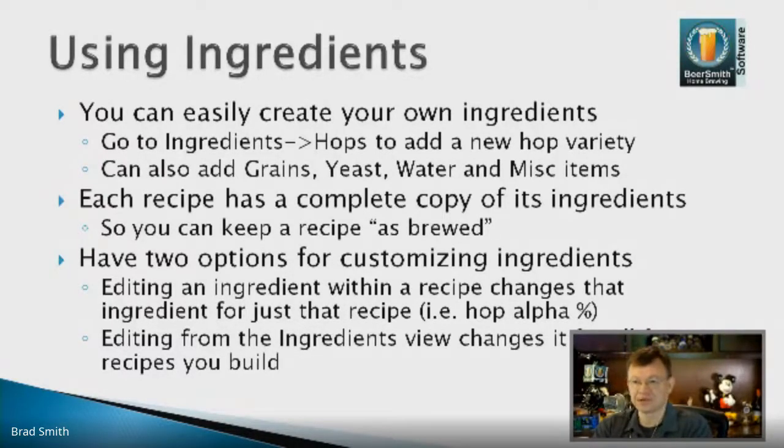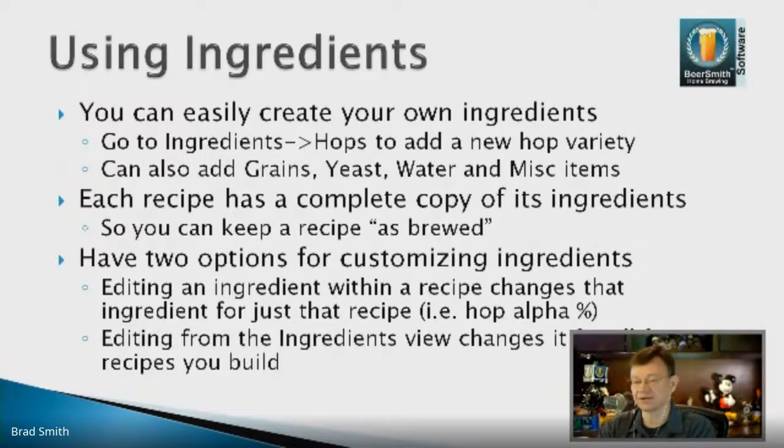And then you also have the option, because everything has a complete copy of its ingredients, you really have two options of customizing things. A good example is hops. When I buy a package of Fuggles today, it might be 5%. And next time I go to the brew store, it might be 6% or something like that. I can either edit that ingredient within the recipe, in which case it just changes for that one recipe, which might make sense for something like hops, right? I don't necessarily want to change the master entry for Fuggles. I just want to change the alpha for this current recipe, right? So I'll literally just click on that ingredient and say, okay, the package I'm looking at says 6% today, and I put 6% in for my Fuggles and I'm ready to go.